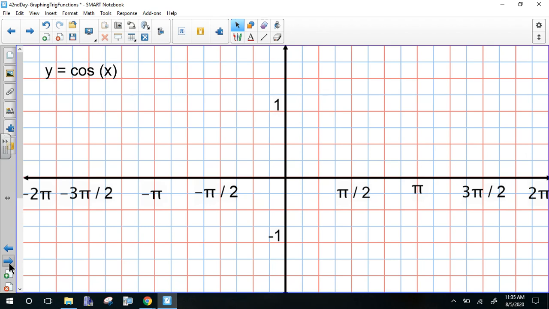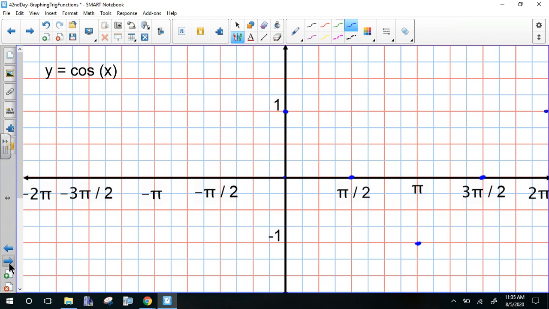Cosine does not go through (0, 0). Cosine of 0 is at 1. You can get those off the second page of notes or first page of notes where we filled them in. Cosine of pi over 2 is 0. Cosine of pi is -1. Cosine of 3 pi over 2 is back at 0. And cosine of 2 pi is 1.